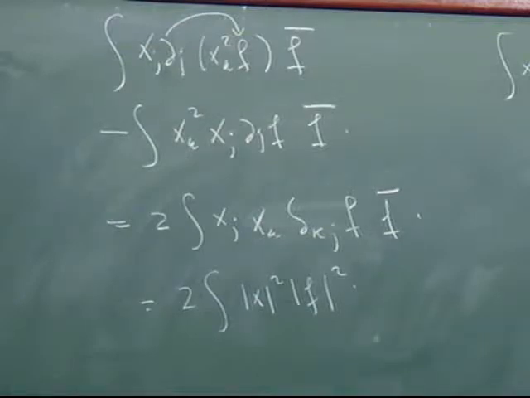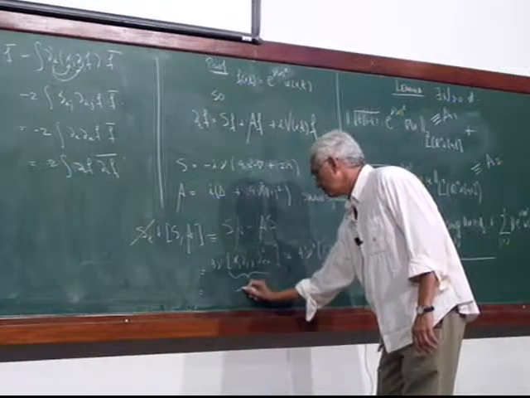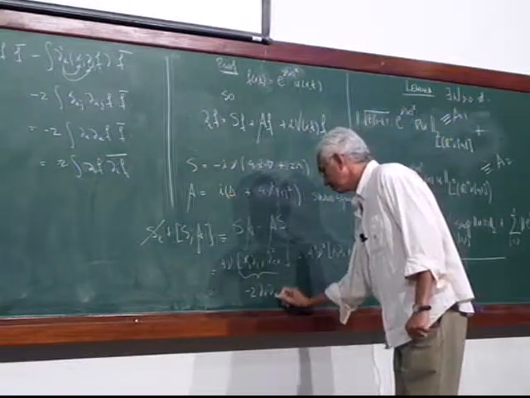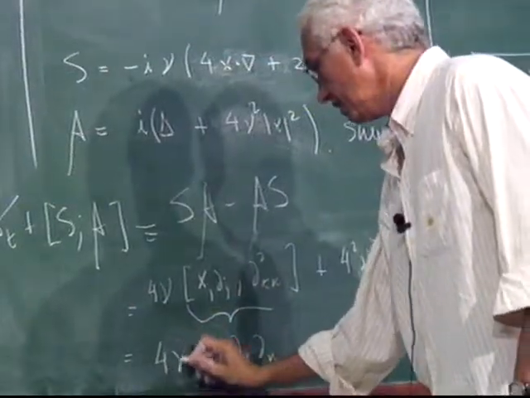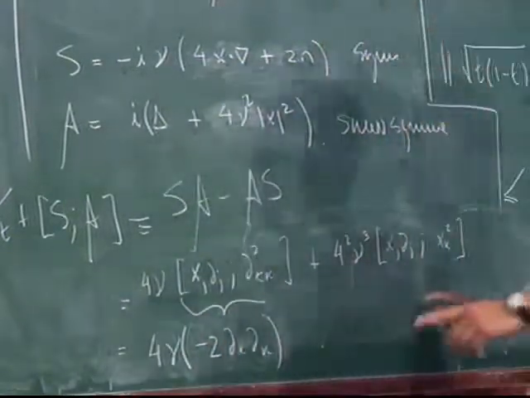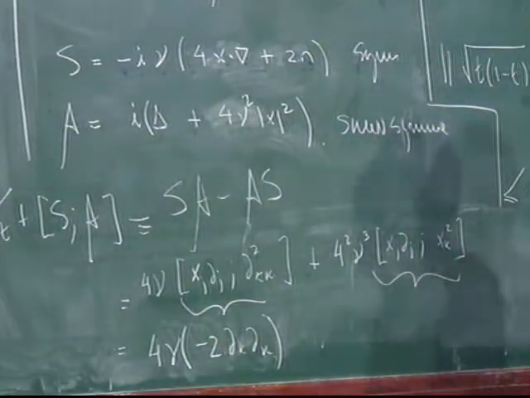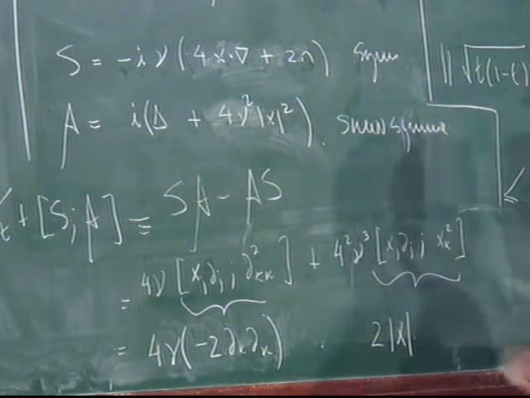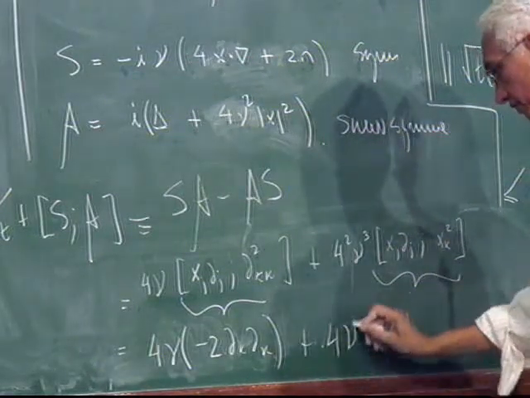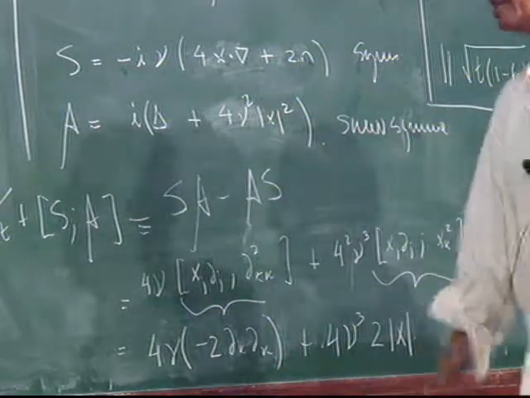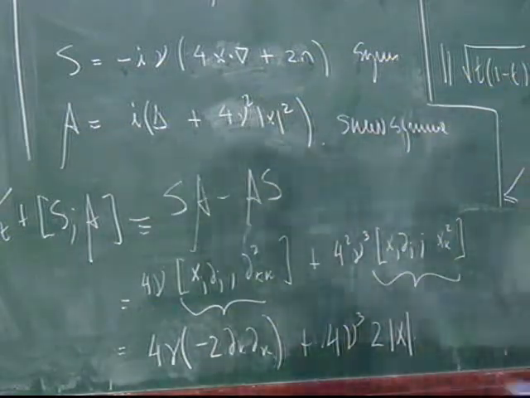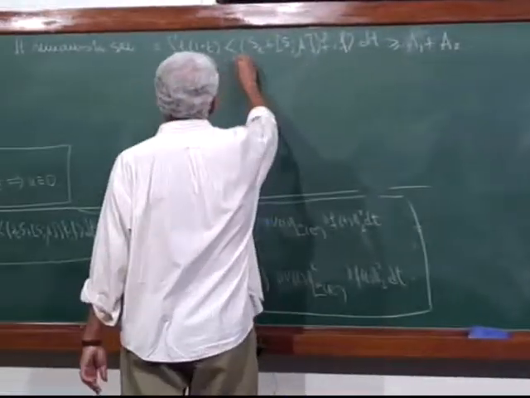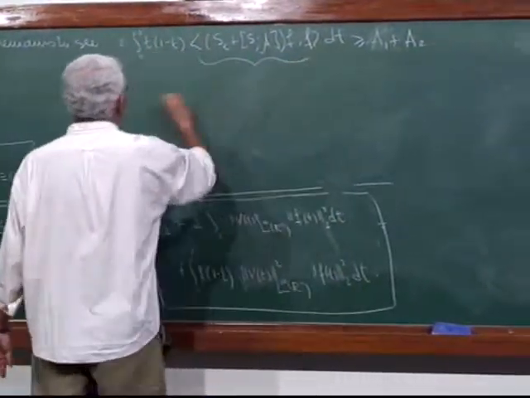Okay, this one is minus twice d_k d_k. Of course, you have this here. And this one is 2 times multiplication by x. And then you have, of course, plus 4 phi cubed. Therefore, the commutator, at the end of the day, you have all this quantity is larger. You have this.